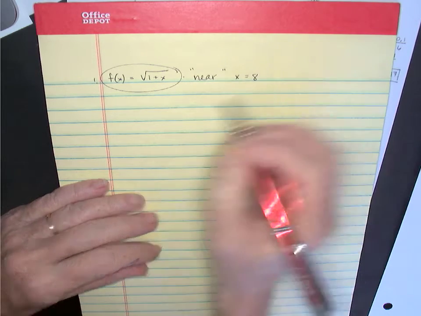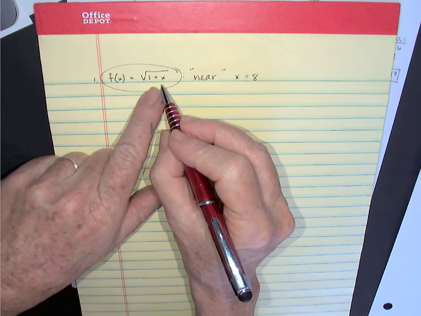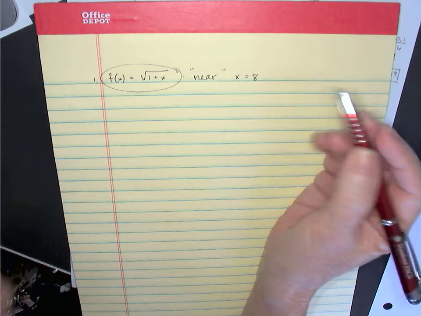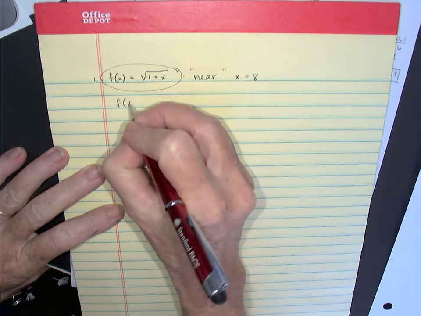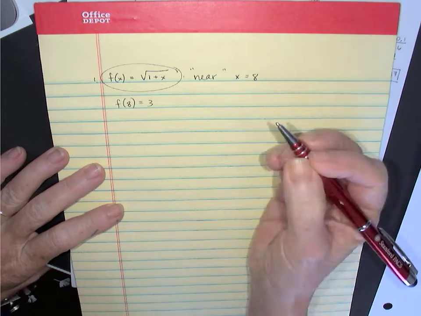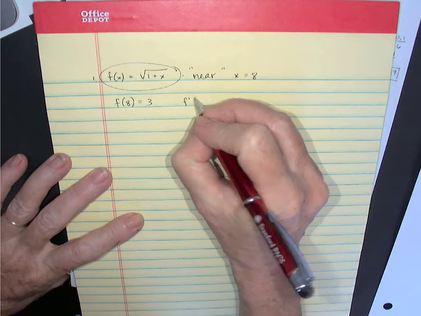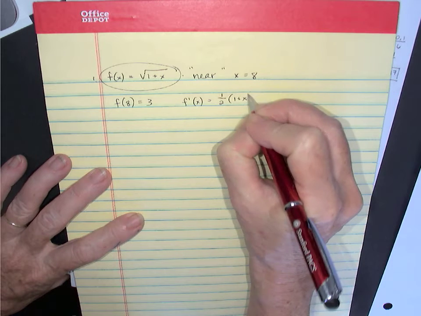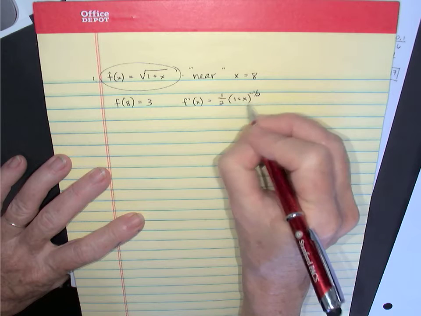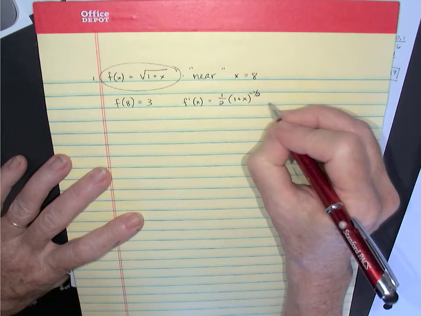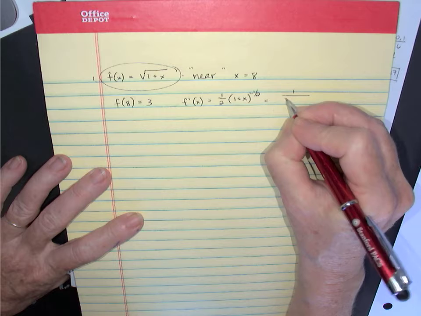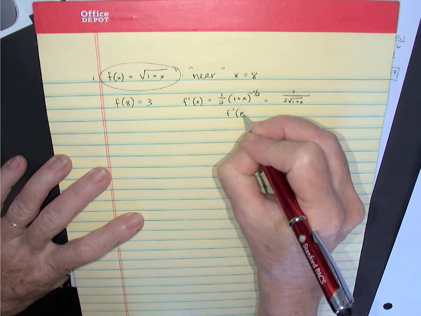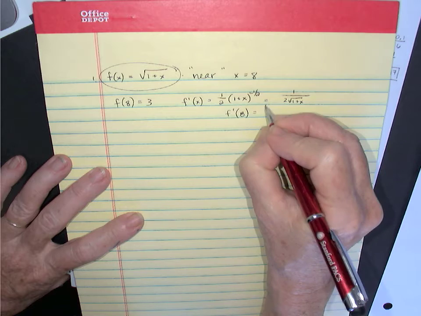In other words, I want to find the line that's tangent to this function at x is equal to 8, and we're going to use it in that neighborhood. Then we need a point, so f of 8 is 3. We need a slope, so we need to take the derivative. This is going to be 1/2 (1 plus x) to the negative 1/2, and the derivative of the inside is just 1. So our derivative is 1 over 2 square root of 1 plus x, and now let's take that derivative and plug in 8. That's going to give us 1/6.